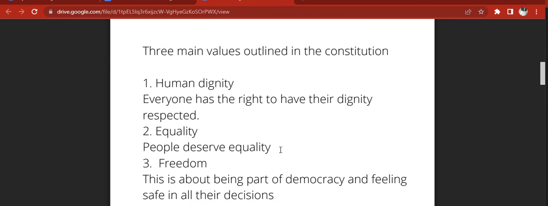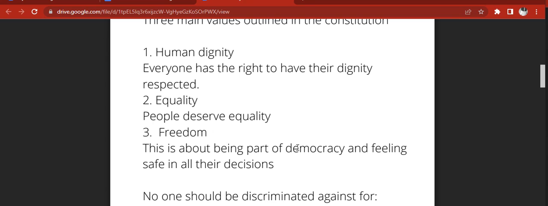So we actually have these values in the Constitution. The second one is equality. People deserve equality. Everyone is equal according to the law of South Africa, before the law and according to the Constitution. So it doesn't matter whether a person is old or young, disabled, or sick. We all are equal according to the Constitution of South Africa.